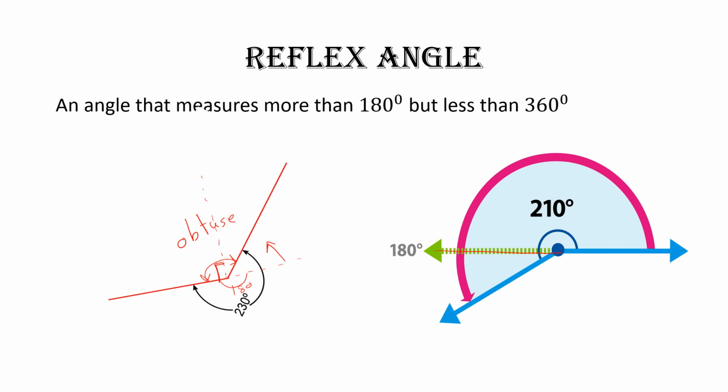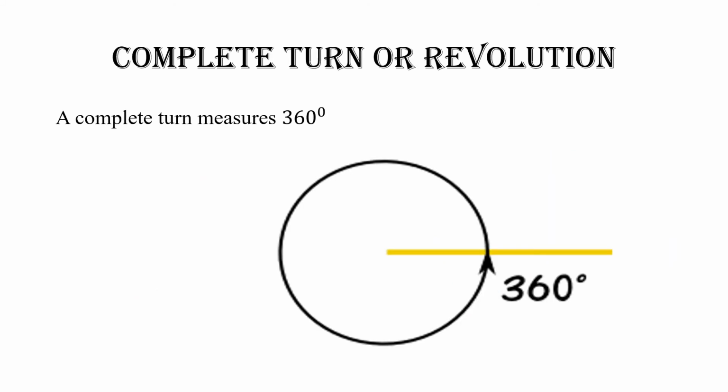And I have a bonus here for you. It's kind of a type of angle, but we don't really talk much about this one, though you have to know it: a complete turn or a revolution. It usually comes into play with angles too, although I wouldn't call it a type of angle, but maybe it is. You should know what it is. A complete turn or a revolution is basically 360 degrees.